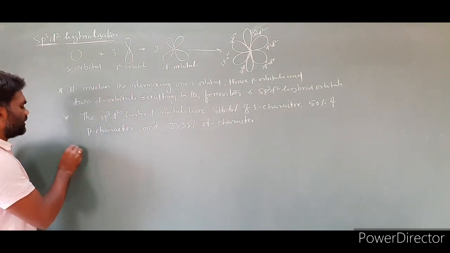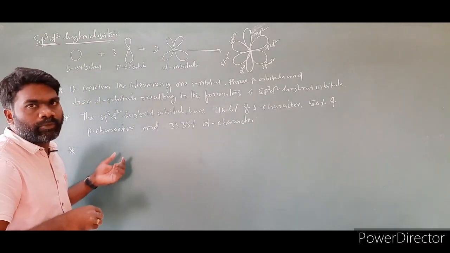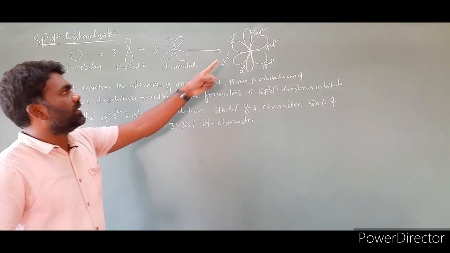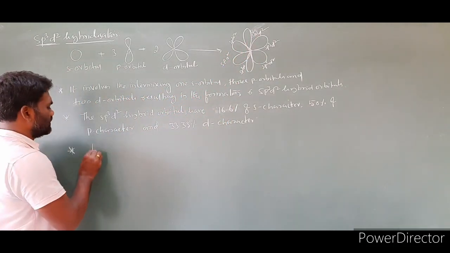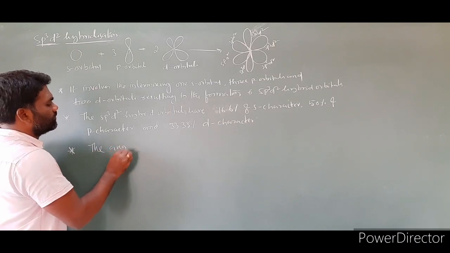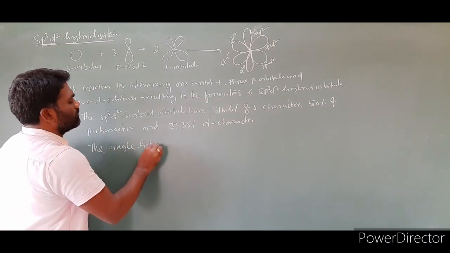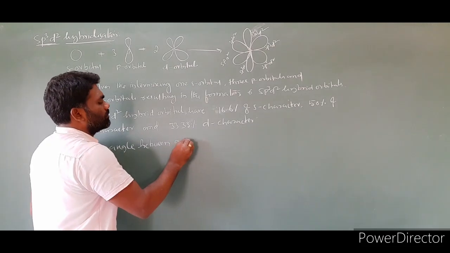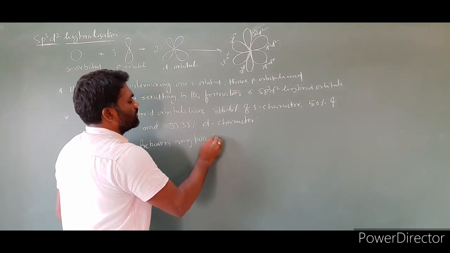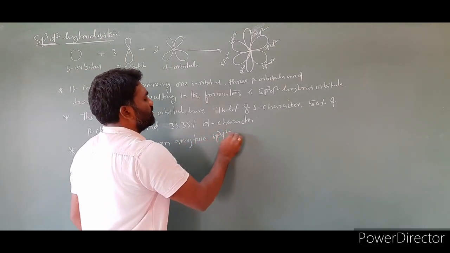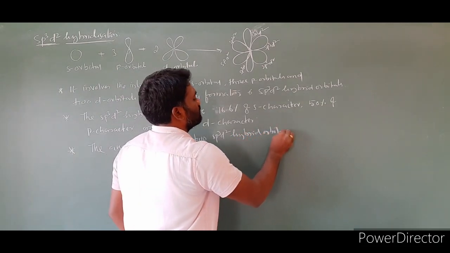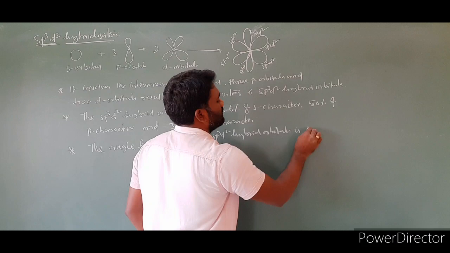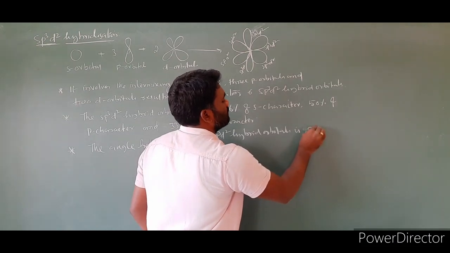Next point: we have to write bond angle. The angle between any two sp3d2 hybrid orbitals is 90 degrees.